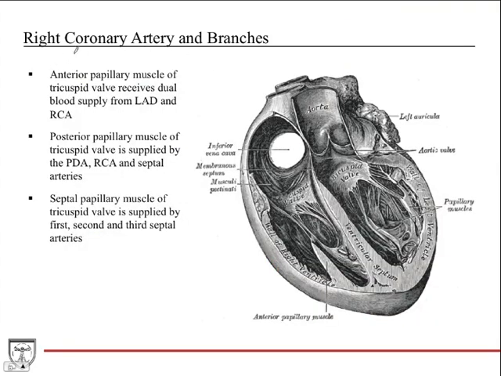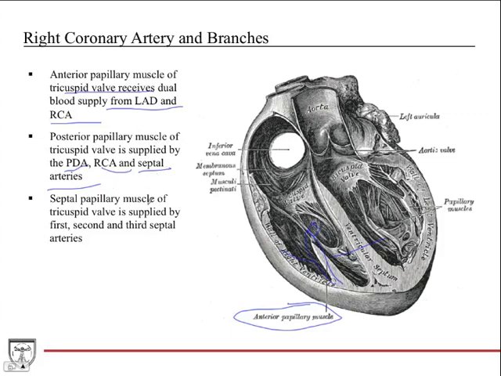Some of the other papillary muscles: the anterior papillary muscle of the tricuspid valve receives a dual blood supply from the LAD and the RCA, so it's pretty well covered. And as you can see here, here's the anterior papillary muscle shown right here. So it receives blood from both the right and the left. The posterior papillary muscle of the tricuspid valve, which would be back in here coming off the posterior aspect of the ventricle, is supplied by the PDA, the RCA, and the septal arteries as well. So it receives a lot of blood supply.